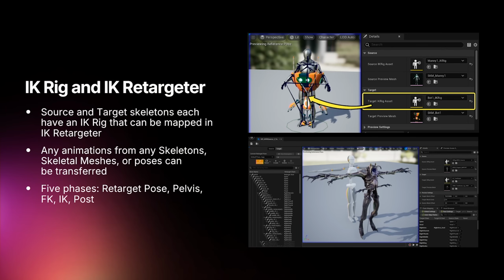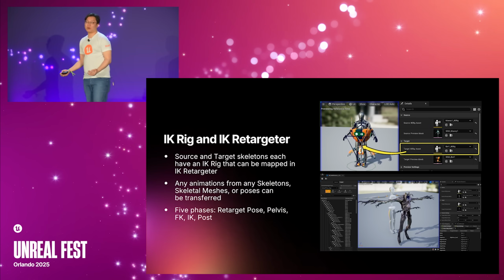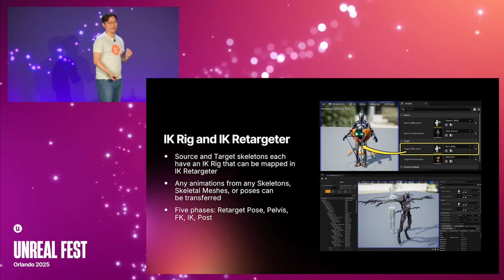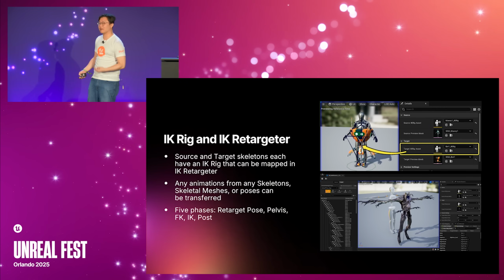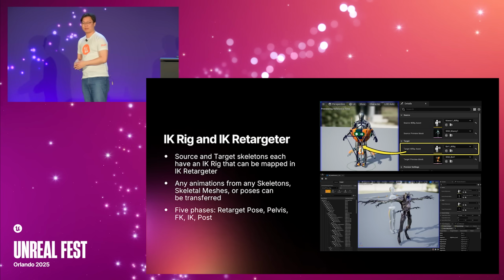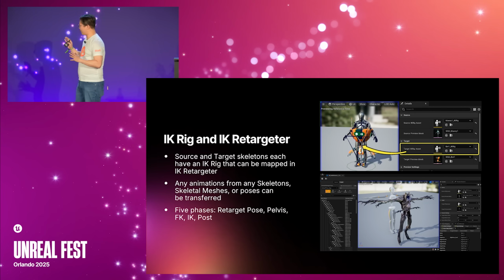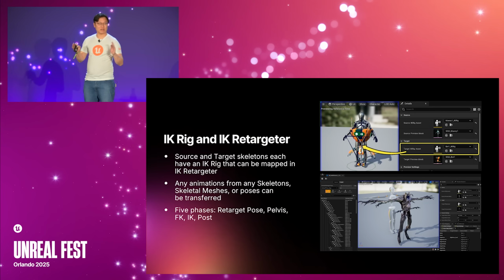And then what I call the extreme, or well, the thing that takes care of everything to an extent, which is the IK Rig and IK Retargeter. So this is where the source and the target have an IK Rig or some sort of character definition, where you define the different parts and the IKs, and then you map them inside the IK Retargeter. And the main point with this is that any skeleton, any skeletal mesh, or any pose can be transferred and shared. And when we initially had this, it was kind of 5 phases: the retarget pose, the pelvis phase, FK, IK, and post. So let's break those down.